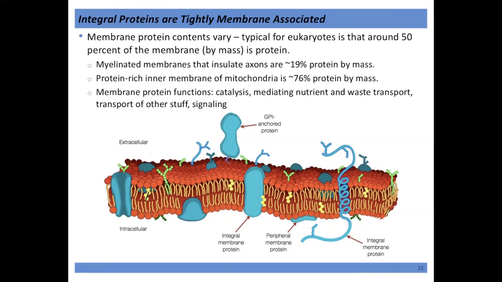And so these membrane proteins have all sorts of functions. They can act as catalysts, they can mediate nutrient and waste transport across the membrane, and also be involved in signaling, all stuff that we'll talk about. Now in section 9.4, they introduced the fluid mosaic model, but I want to introduce that now.